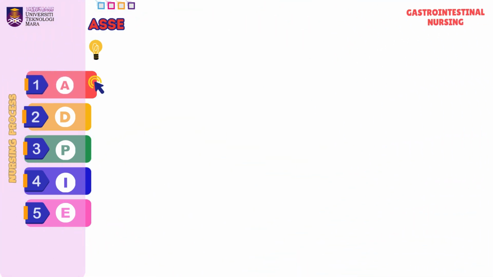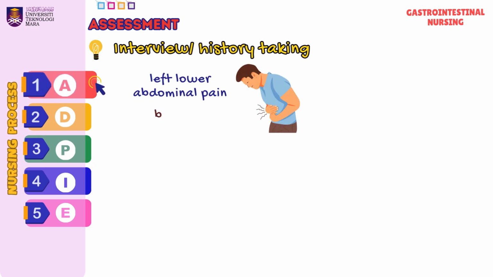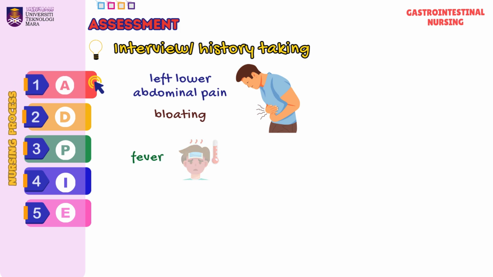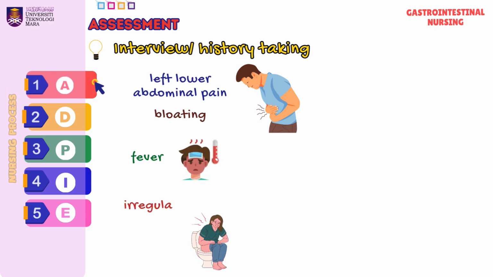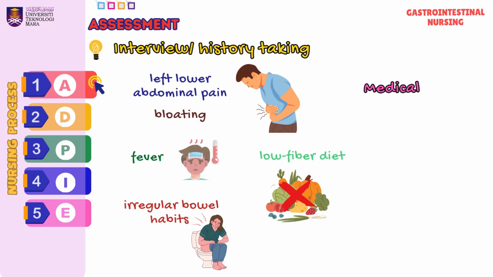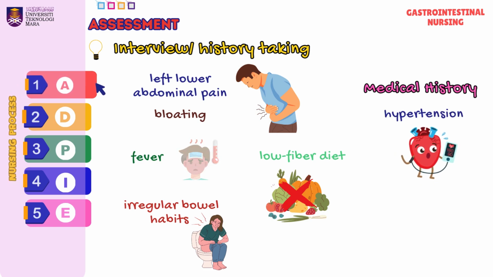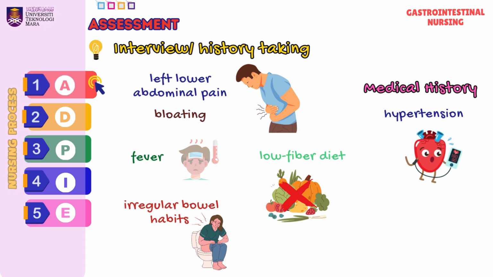During assessment, Mr. Ahmed reported cramping pain in the left lower quadrant, bloating, a mild fever of 38 degrees Celsius, and abdominal tenderness. On examination, bowel sounds were reduced in the lower abdomen. He also complained of alternating constipation and diarrhea, a low-fiber diet, and has a history of hypertension. A CT scan confirmed the presence of multiple diverticula with localized inflammation, indicating diverticulitis.